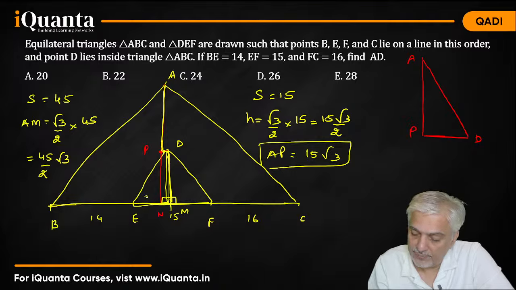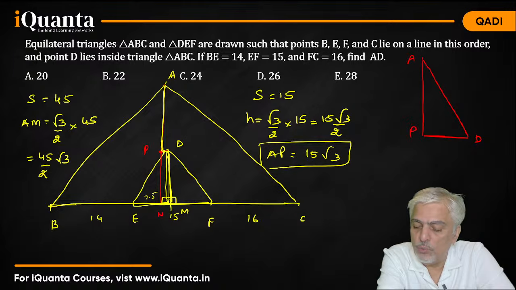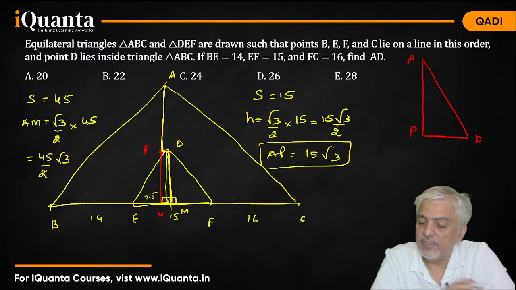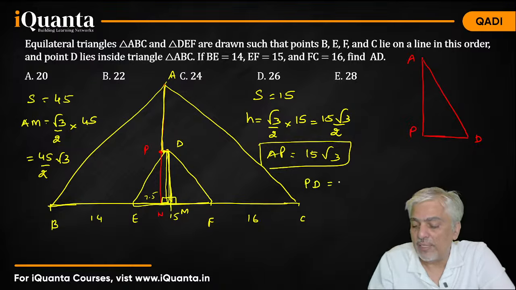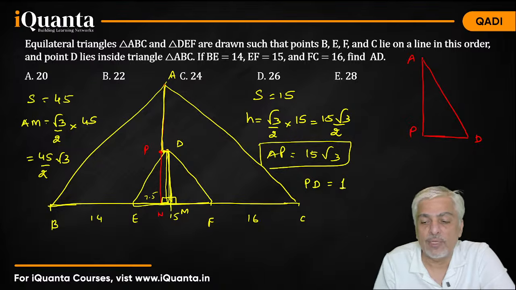This is 7.5. So one of them is 22.5 and the other is 21.5. So PD will come out to be 1. Let me explain one more time how PD came out to be 1. Everybody pay attention.